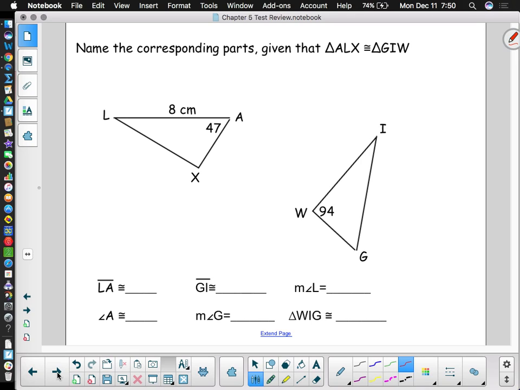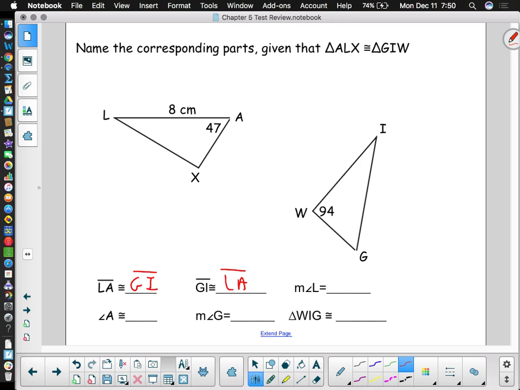LA goes with what? GI. And I have to make sure I do segment GI. Congruence means we have to name a segment or an angle, not give a measurement. GI is congruent to, conversely, LA, right? Same statement.